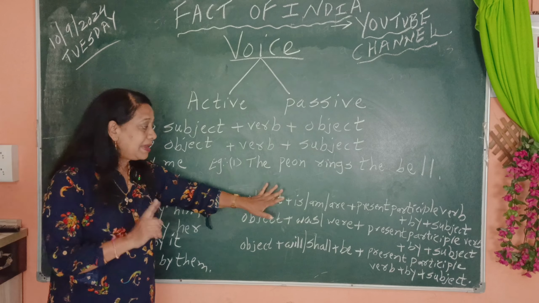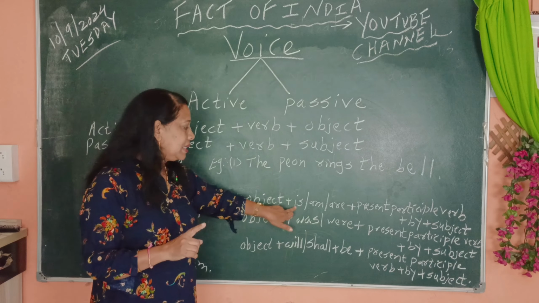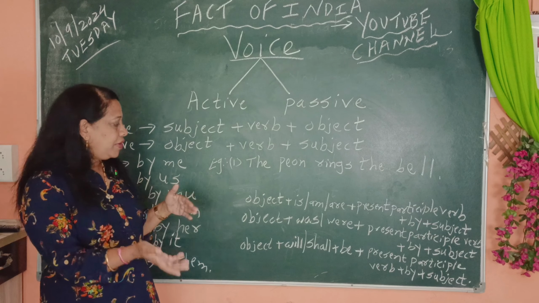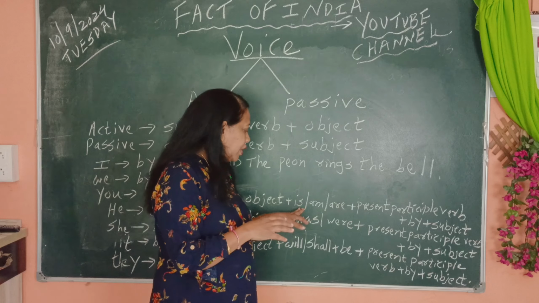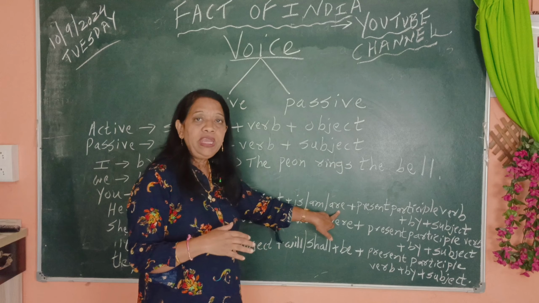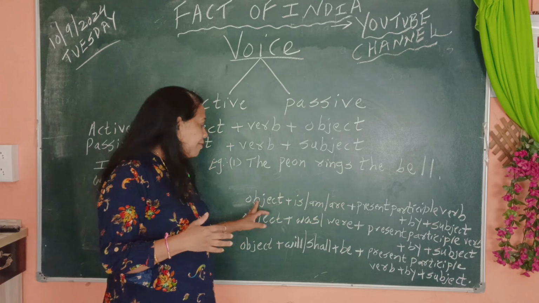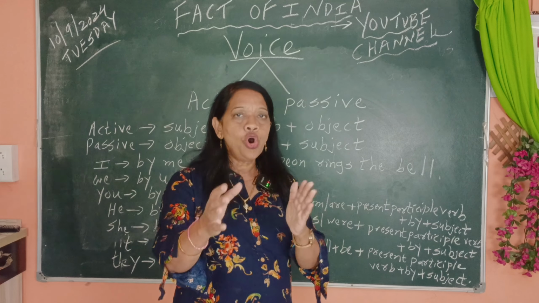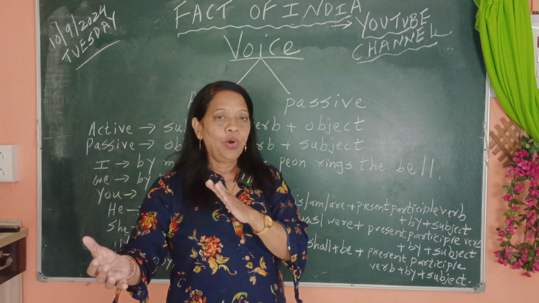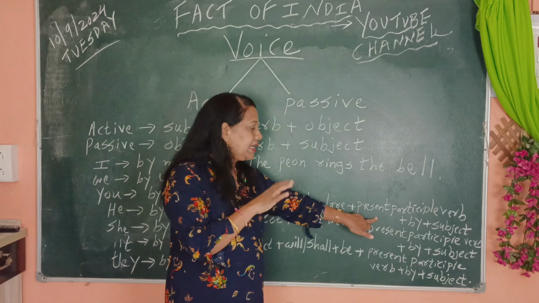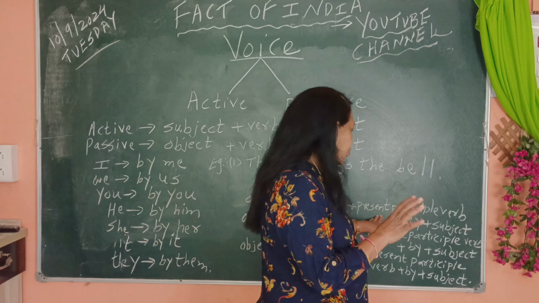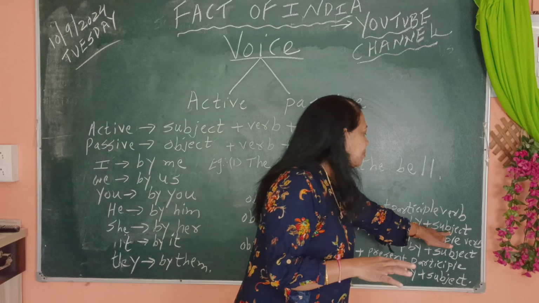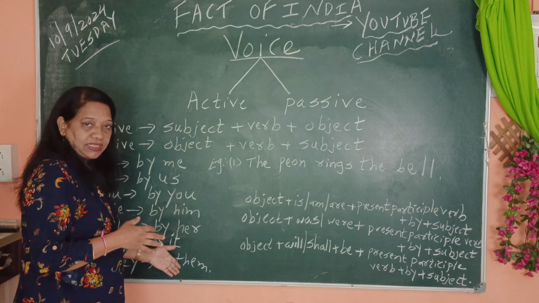So after the object, while turning into passive narration, we use is, am, are in simple present tense. After using is, am, are, we should use the past participle of the verb. The forms are the infinitive, that is the verb, then past tense and past participle. So we have to use the past participle of the verb, and then we use by, and then the subject, as I have shown you according to the subject. So this we have to do.